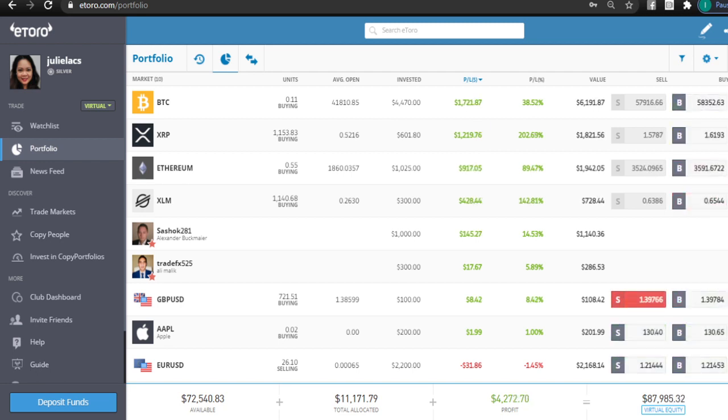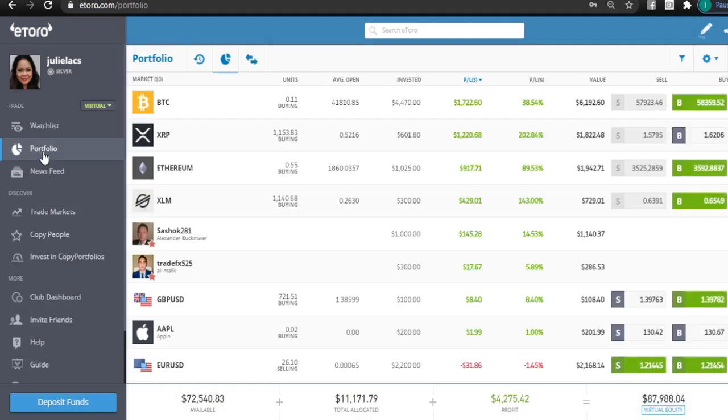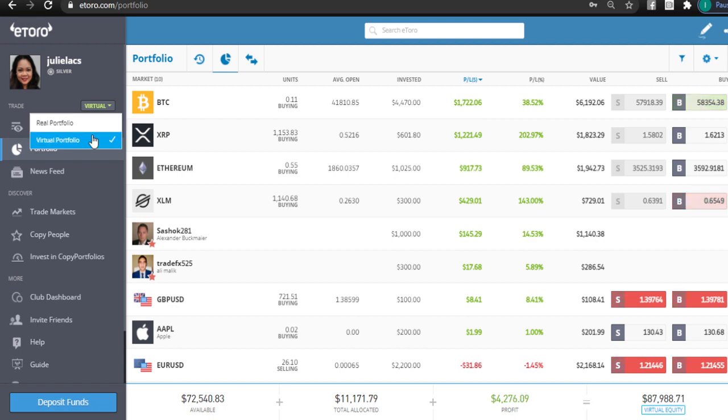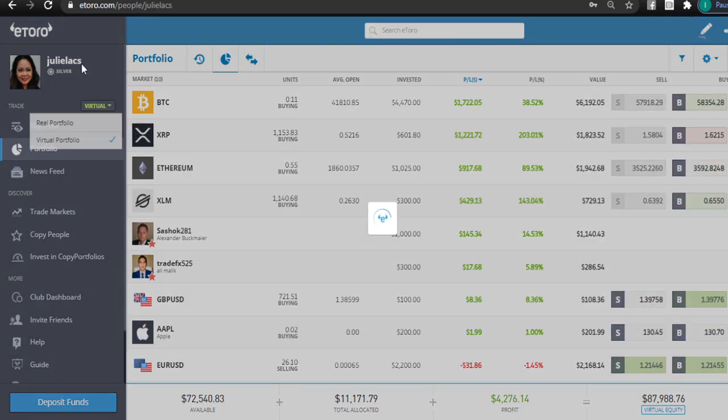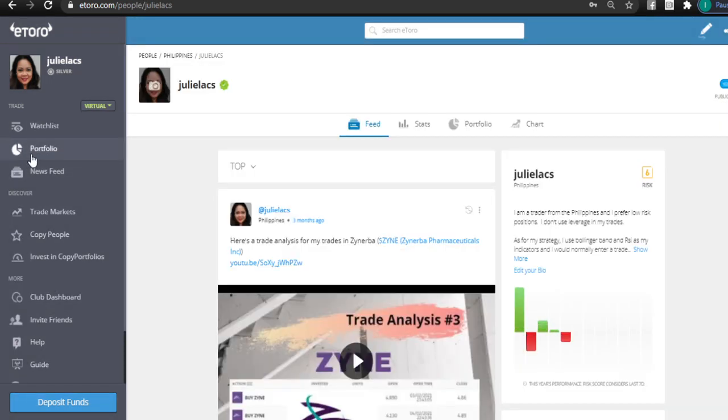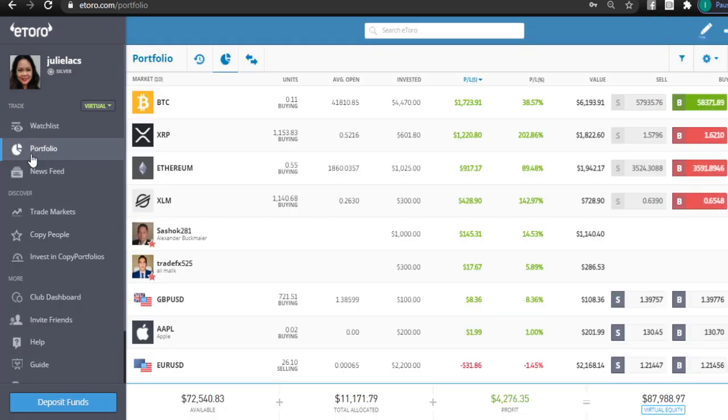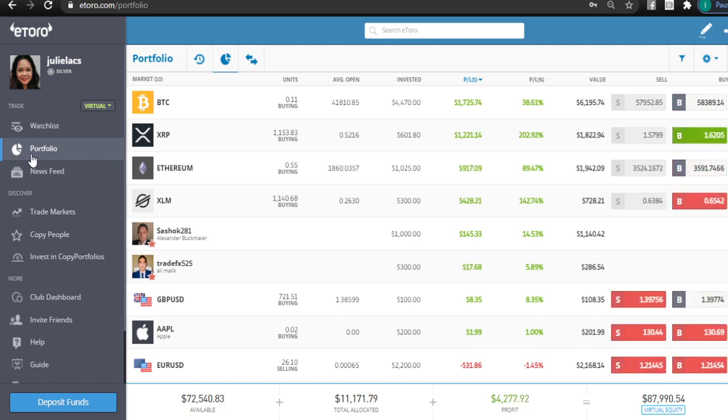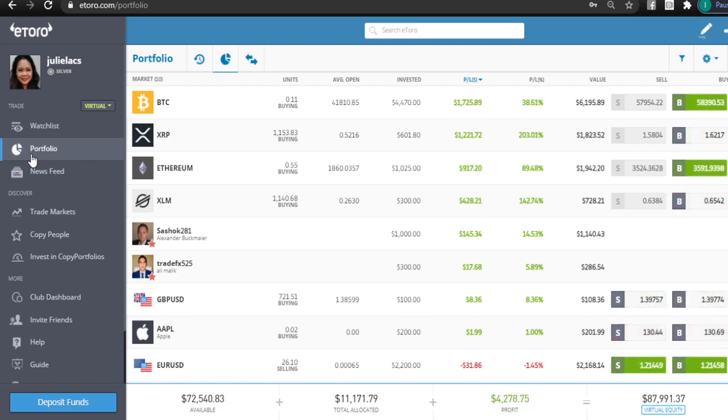Right now you are looking at a virtual portfolio. It's not my portfolio. There's a virtual and the real portfolio, so I'm not going to show you my real portfolio as of yet, because the purpose here is just simply to show you how to put an order and how to put a trade, and what's the difference between the two. Okay, so let's get down to business.